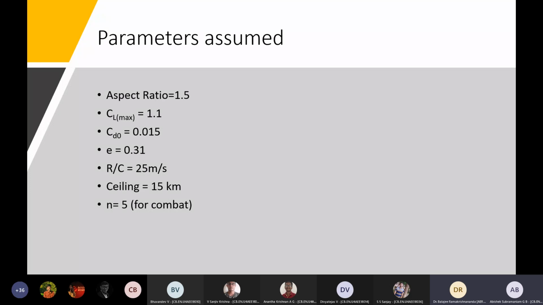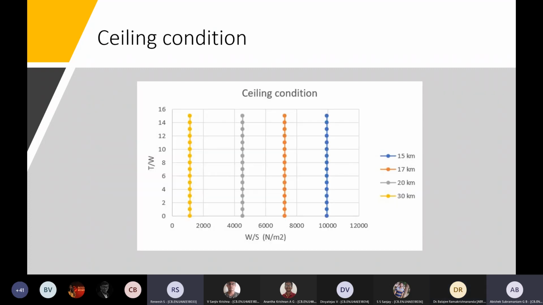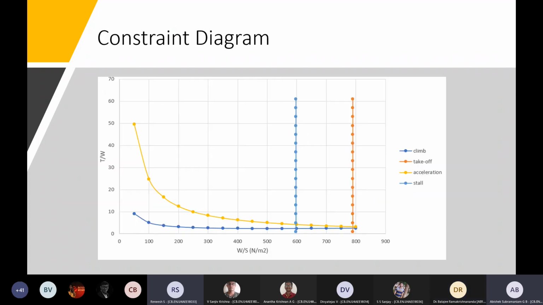Excuse me, sir. Who's it? Sir, if you allow me, can I answer Sanjay's question? This is Renish, sir, from the same team. Yeah, sure. Can you go to the constraint diagram? Sir, here the bottommost blue curve is for the climb. He has mistaken the vertical line as for climb, sir. What is the vertical line then? That is for stall. So colors are the confusion. Then the acceleration, yes sir. Good.